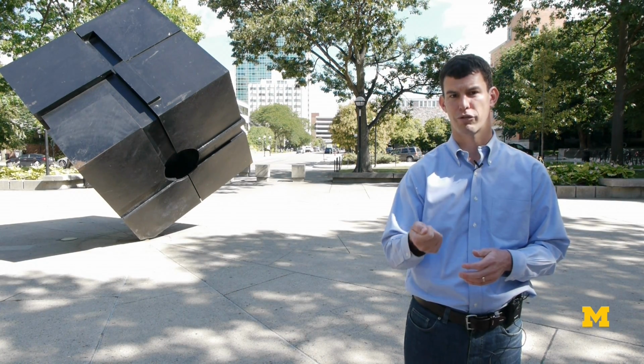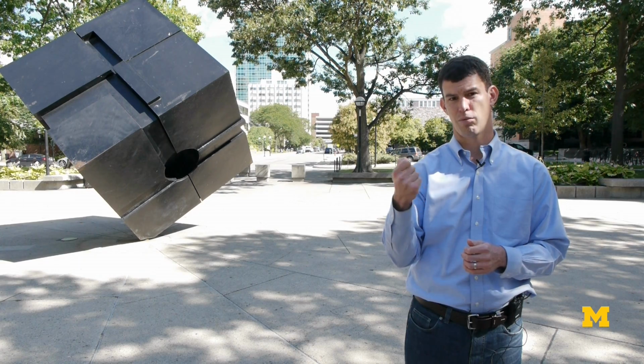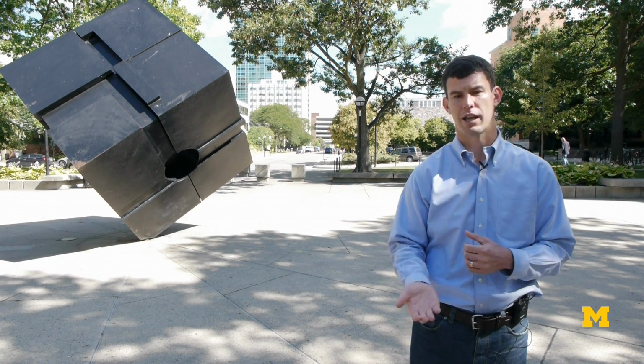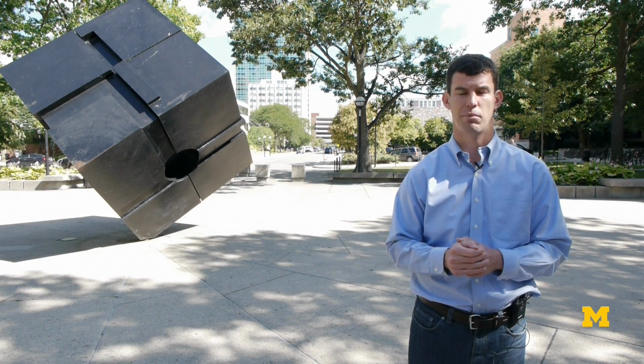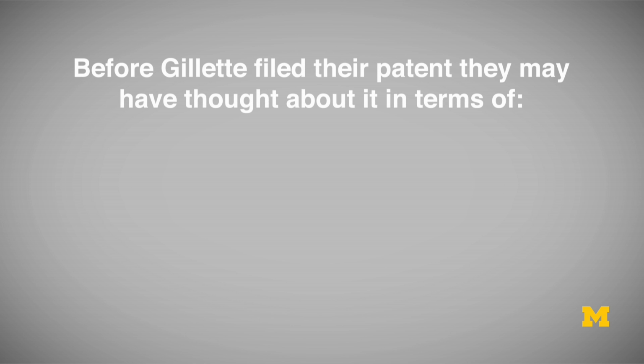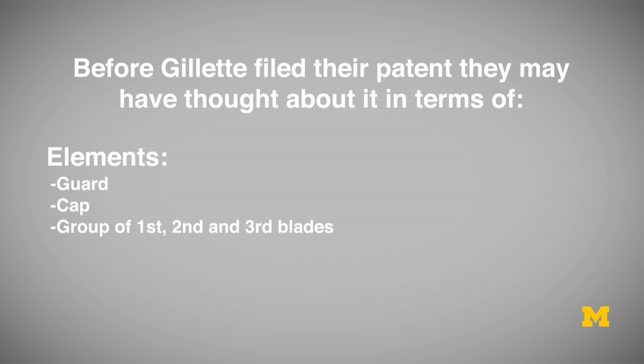Let's look at an invention we're familiar with, Gillette's razor blade with progressive blade technology. And we can look at the claim that we examined in some of our prior videos. So even though Gillette may not have filed this patent yet, when they came up with the invention of their progressive blade technology for a safety razor blade, they may have started thinking about it in terms of these elements: a guard, a cap, a group of first, second, and third blades, and then the particular geometry for each blade that gave it its progressive blade geometry.